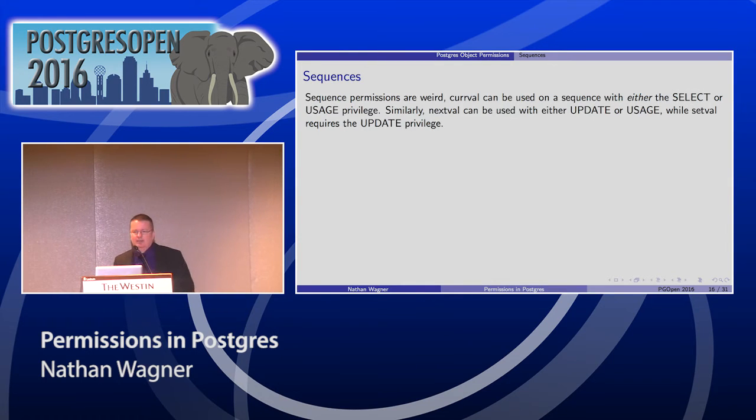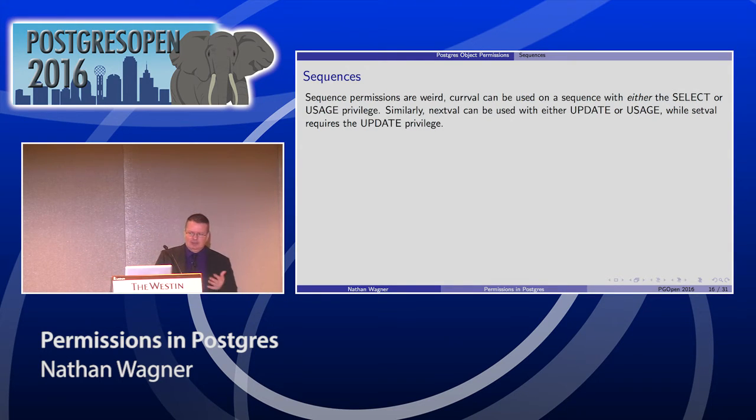privileges that overlap. You can use currVal if you have either the select or the usage privilege, and you can use nextVal if you have either the update or the usage privilege, and for setVal you must have the update privilege. So there's 2 ways to get at currVal and nextVal in terms of granting permissions on a sequence, which also means if you do need to control that, you can't just say, oh, this one isn't there, so they can't do this. You'll need to make sure you've got them both covered.